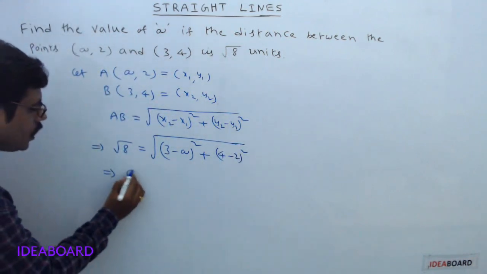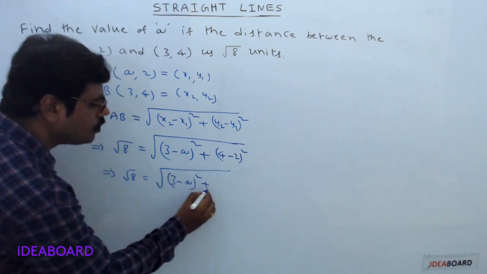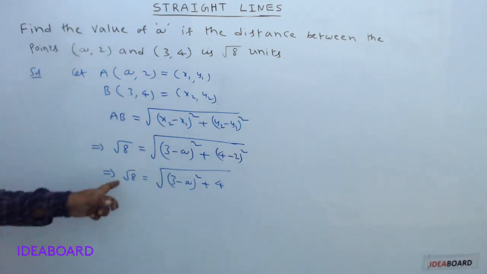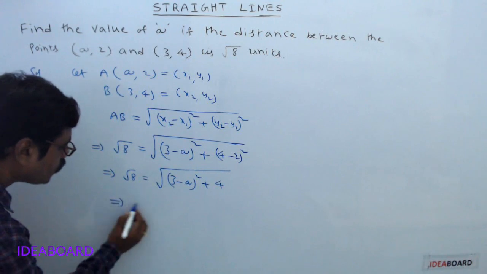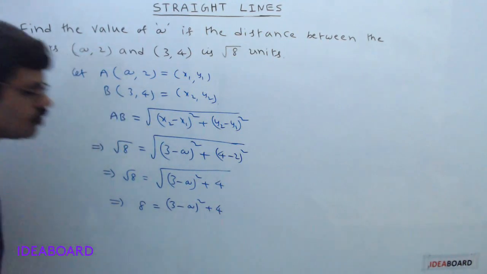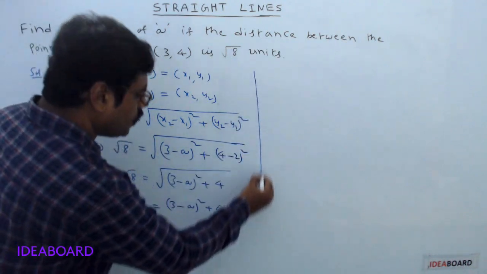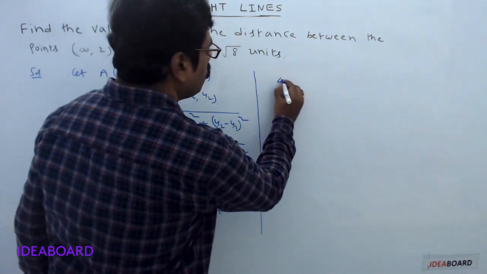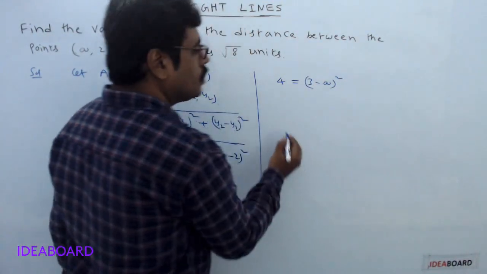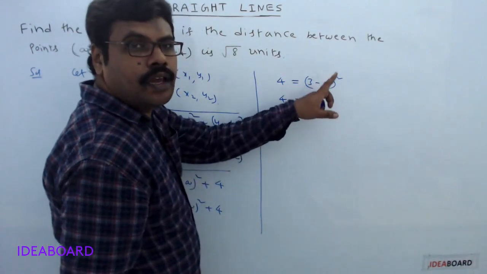Now it is root 8 equals square root of (3 minus a) whole square plus (4 minus 2) square, which is 4. Squaring on both sides, it will be 8 equals (3 minus a) whole square plus 4. Bring this 4 from RHS to LHS, then it will be 8 minus 4, 4 equals (3 minus a) whole square. Now it is in the form of (a minus b) whole square.